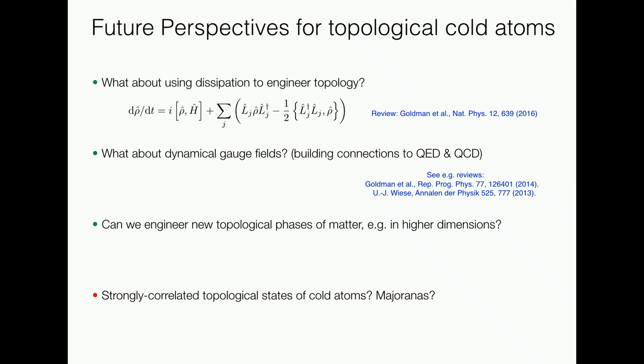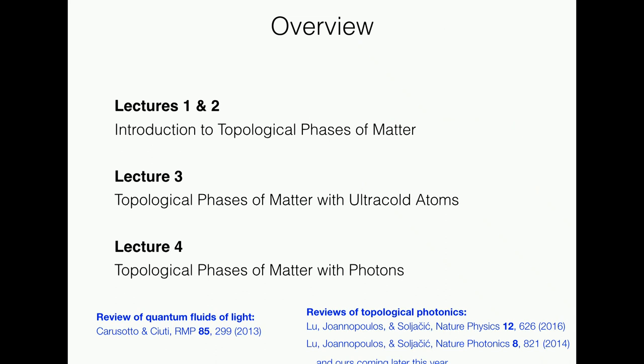Then there's this idea of high dimensions that I mentioned, and also the real holy grail, the strongly correlated topological states. We really want to do fractional quantum Hall physics with cold atoms. At the moment, we just haven't got there yet. We're stopped by the fact that a lot of our schemes rely on these different driving processes, and that heats the system a lot. That's very difficult if you want a ground state. Okay, so that was cold atoms, a whistle-stop tour.